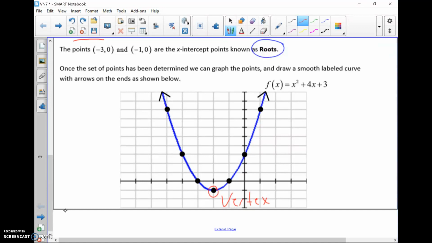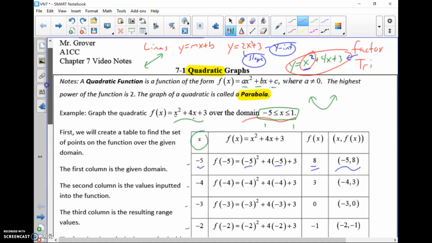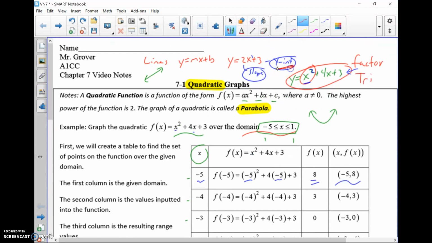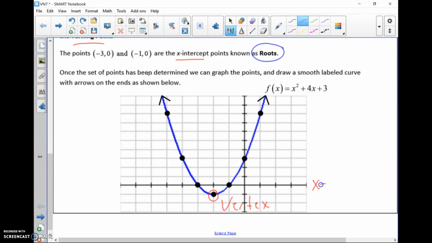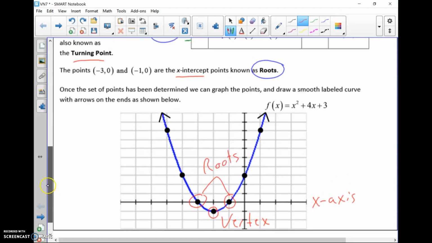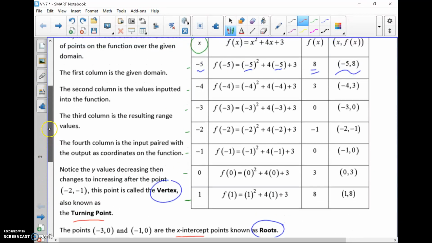The roots have to do with x-intercept points. Remember, for linear equations, y-intercept was really important. Well, for all of the other functions, the x-intercept, where it hits the x-axis, is more important. So these 2 points here, in this case, are what are called roots. It's where the graph intersects the x-axis. And so we can actually figure these values out just by looking at the table. You don't even need the picture.